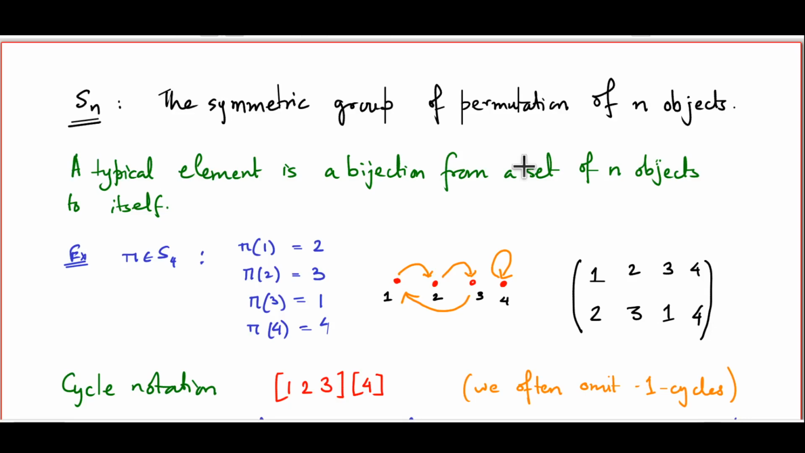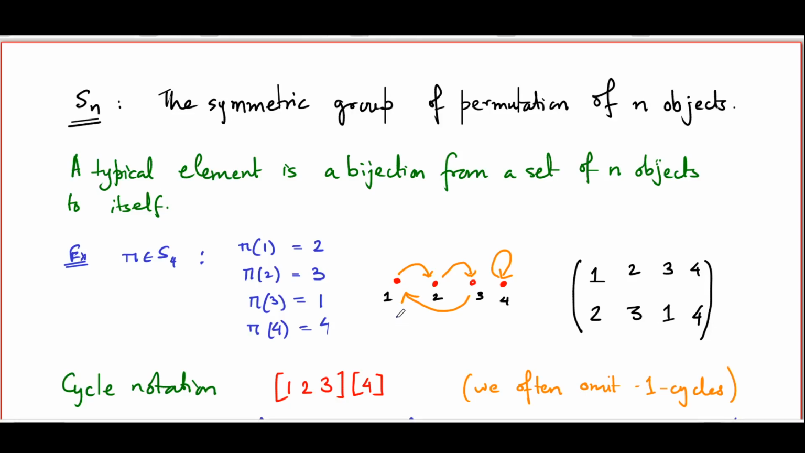As you will all recall, Sn is nothing other than the symmetric group of permutation of n objects. So a typical element in Sn is a bijection from a set of n objects to itself. That's exactly what a permutation is. Just as an example, let me take an element pi from S4. It's a mapping which maps 1, 2, 3, 4 bijectively onto the same set 1, 2, 3, 4. And one possible example, which I have written down here, is pi maps 1 to 2, 2 to 3, 3 to 1, and 4 to 4.